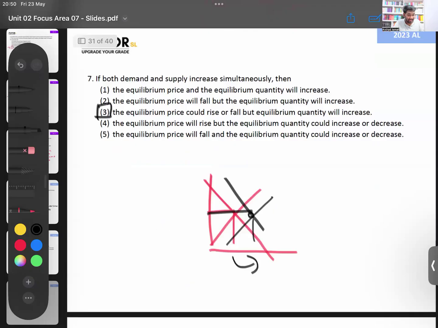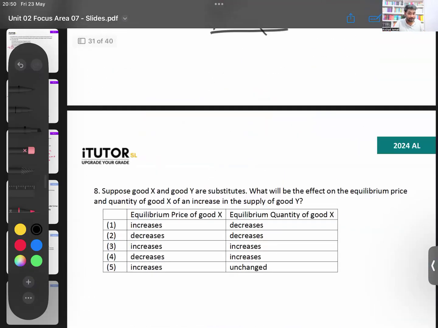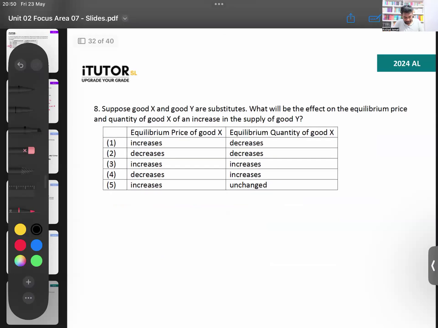Previous question answer was 3. Done. Okay, now we come to the latest paper. That is the 2024 paper, question number 8.